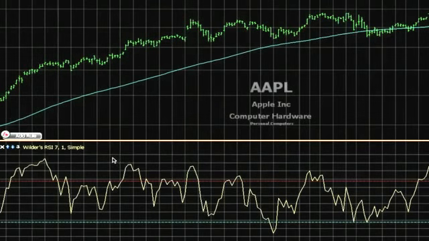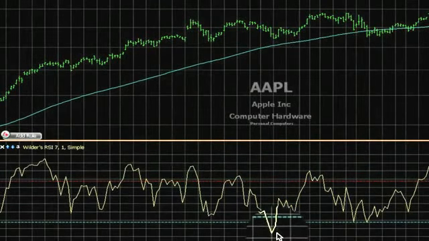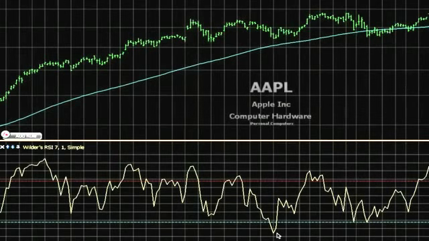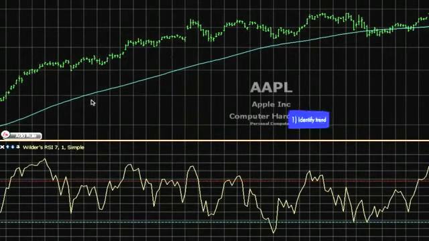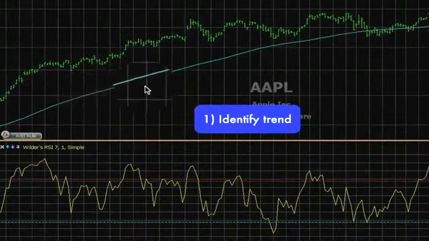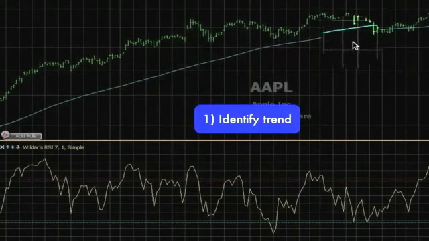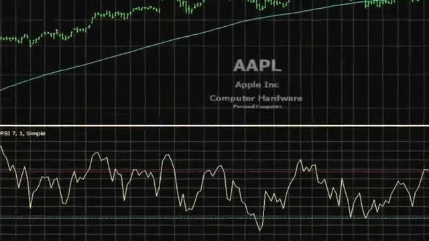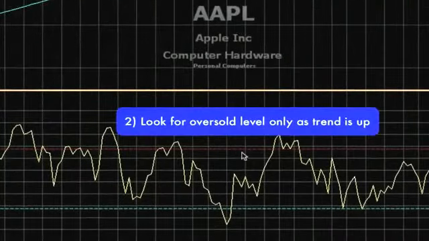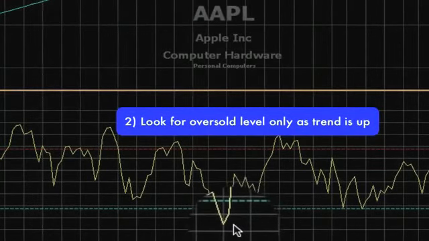But in order for me to get an oversold level, which is here, together with a trend still intact, I need to lower my settings in the RSI. I've done that to 7. So here's the setup. First, I identify the trend, I look at my MA and I see that it's upsloping. So I'm only going to take long plays. I then look for my oversold levels. There's only one, it's happening here.